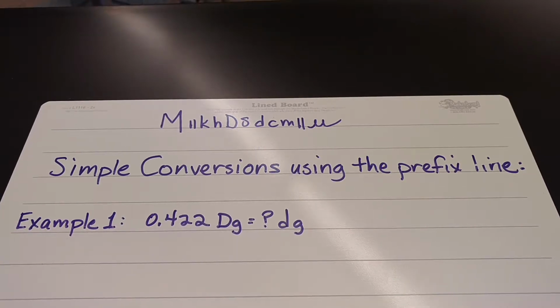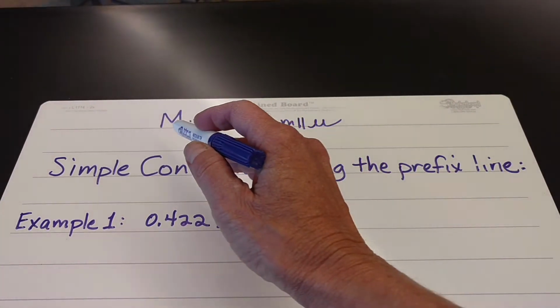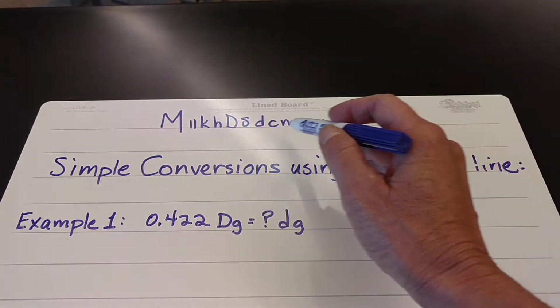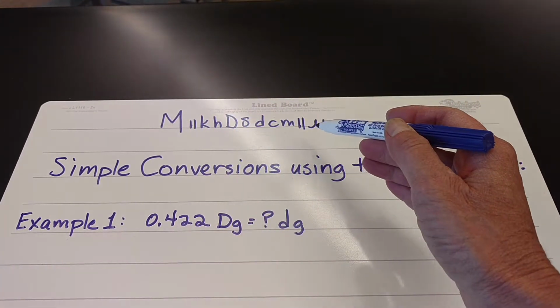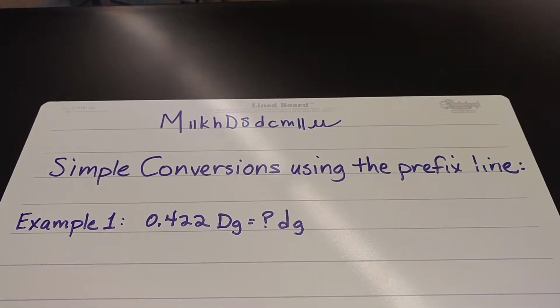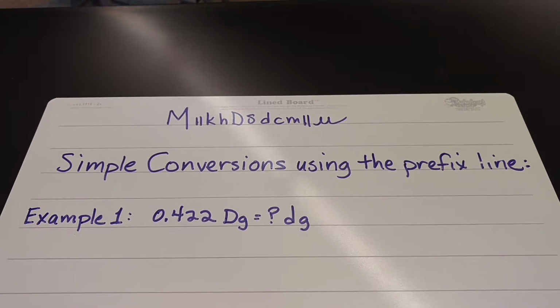Okay, our first type of conversion that we're going to go through on this tutorial is simple conversions using the prefix line. So simple conversions refer to having a value that is just changing the prefix associated with it from the prefix line. We'll work through this first example, which asks if we have 0.422 decagrams, how many decigrams is that?